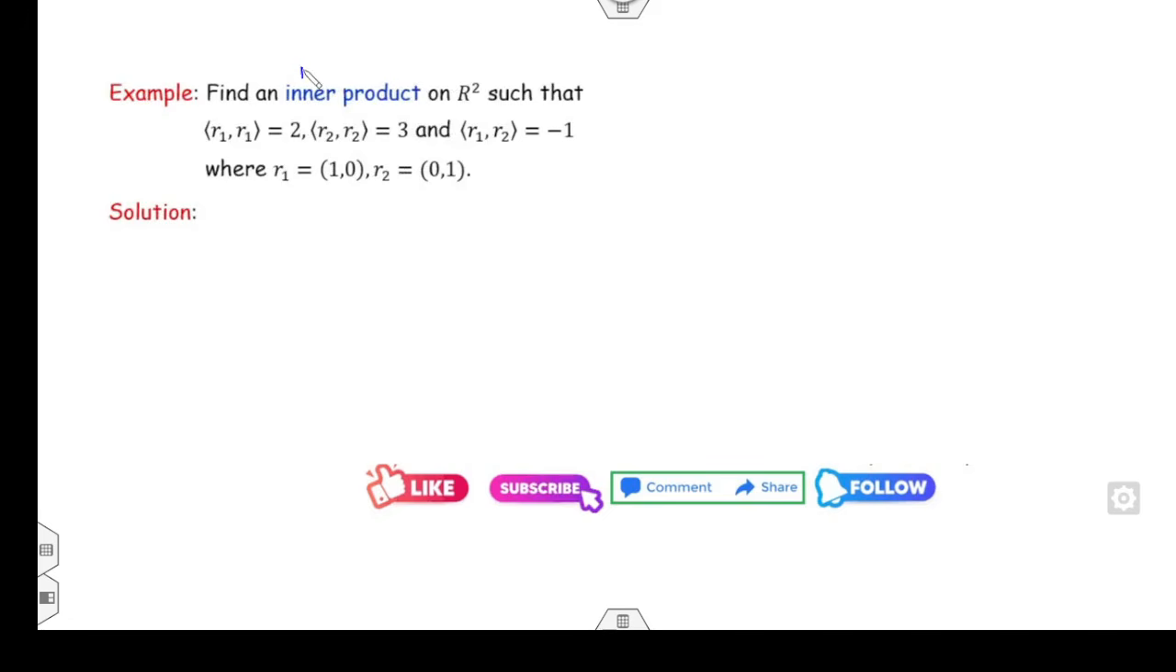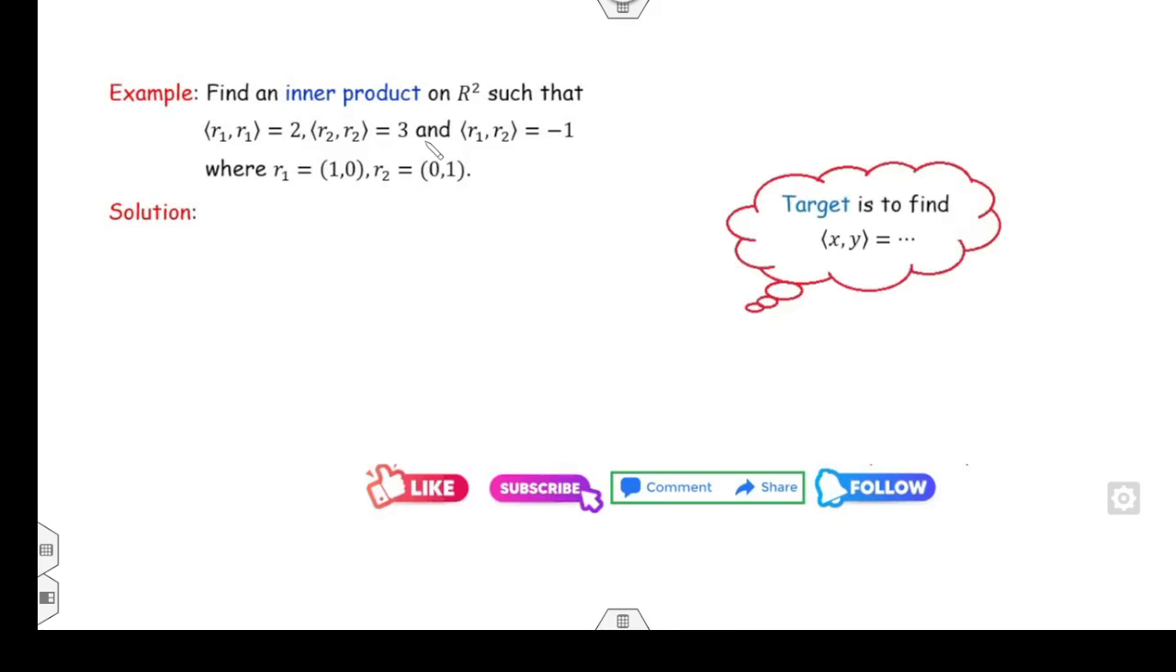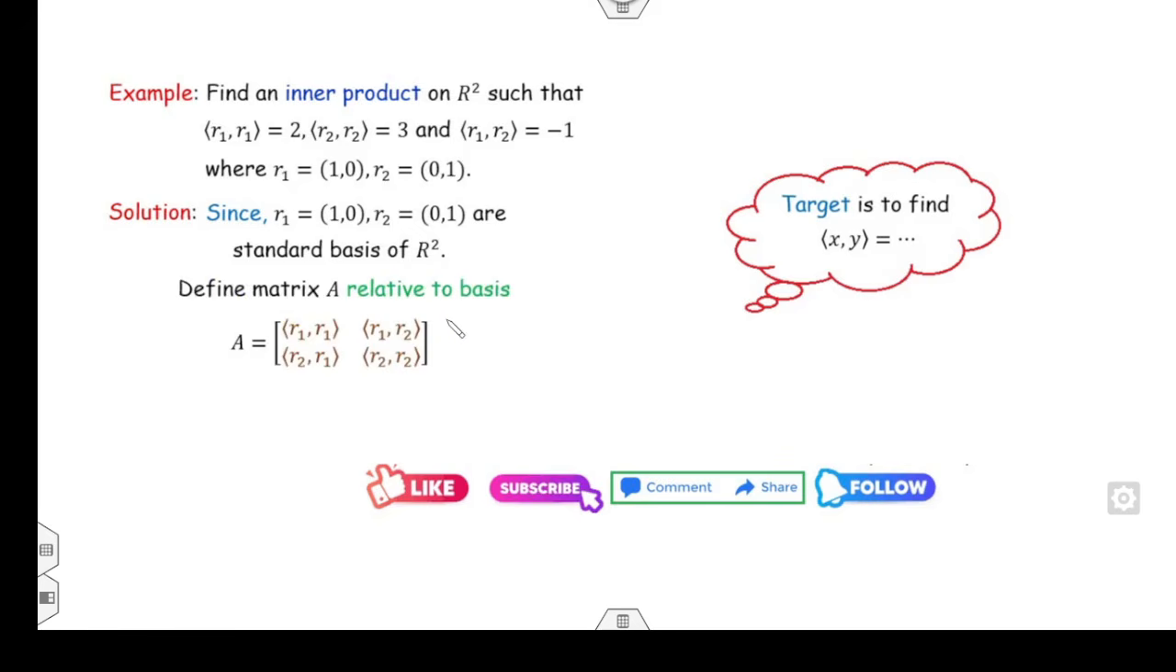Look at the second case. Your target is to find the inner product where some vectors are given to you. If you look at these two cases, these are my bases of R2. Once you have the basis, you can define the inner product by using x transpose A y. And how can you find A? A is my matrix relative to the basis. Do you know what is the value of the inner product of the first basis vector with itself? It's 2. The inner product of the first and second is minus 1, because the inner product is always symmetric. So the second and first is the same as the first and second. That number is my 3.